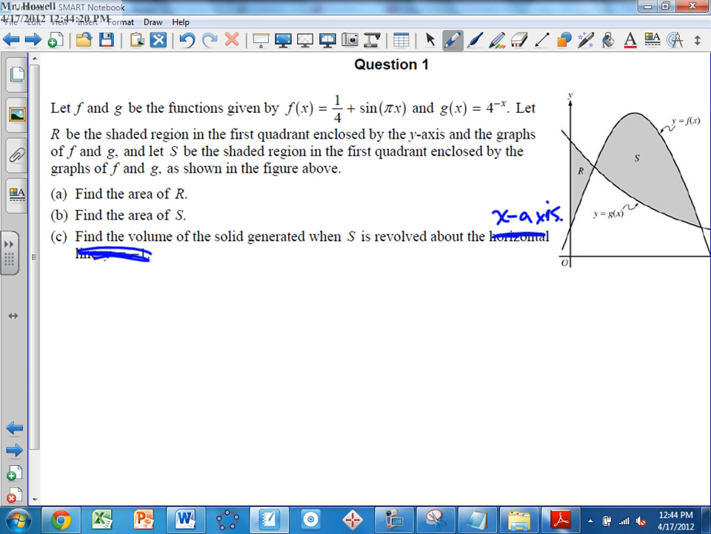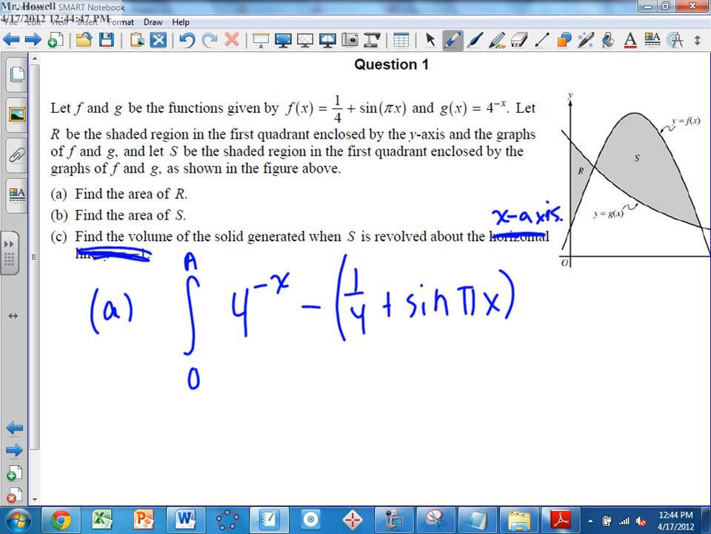Different answers. All right, so finding the area of R, we're going to do the upper function minus the lower function, right? So for part A, we're going to do the integral from 0 to A of the upper. What's the upper function here in the beginning? G of x. Which one's g of x though? 4 to the negative x. Oh, there it is. Minus the lower function. So that's my area for the first part, but what's A, guys? Intersection, right? You didn't write it.